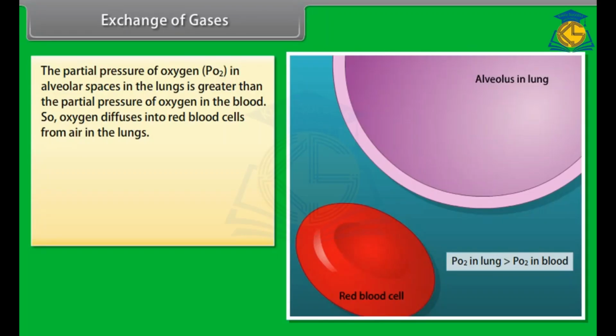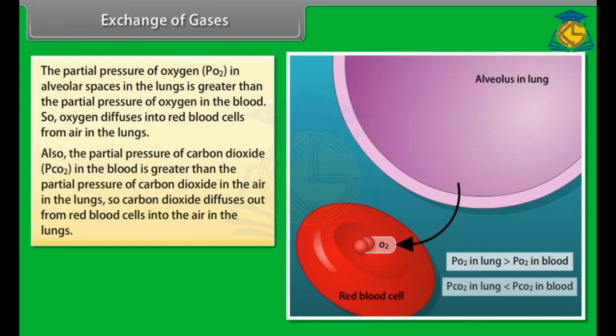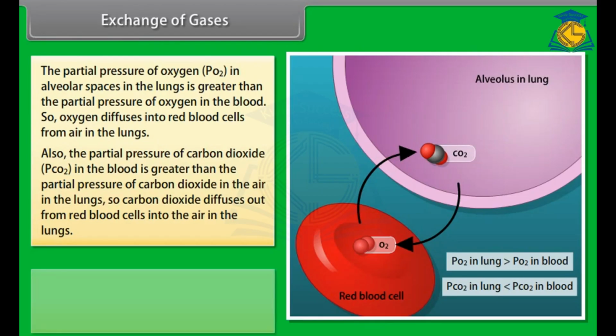So, oxygen diffuses into red blood cells from air in the lungs. Also, the partial pressure of carbon dioxide in the blood is greater than the partial pressure of carbon dioxide in the air in the lungs, so carbon dioxide diffuses out from red blood cells into air in the lungs.